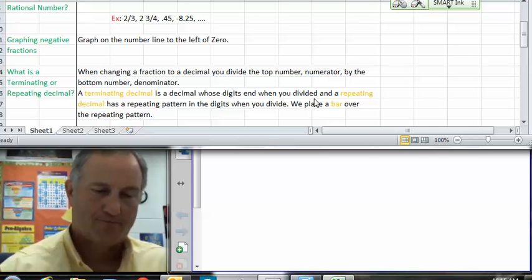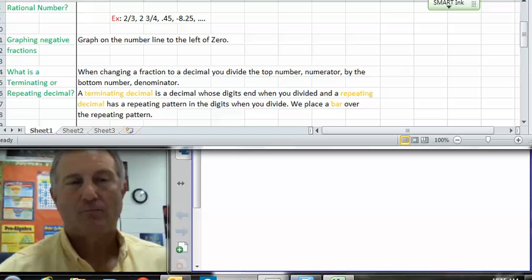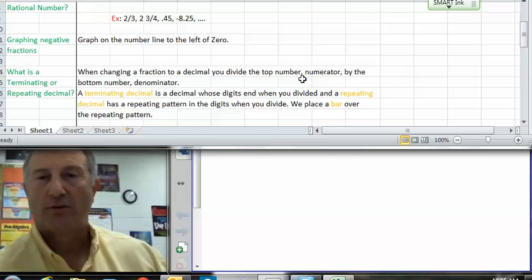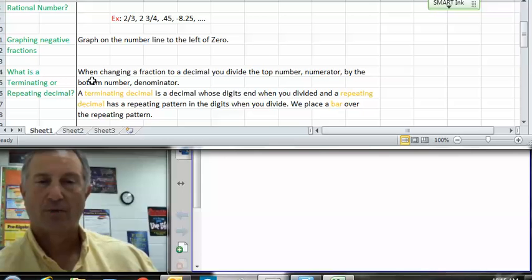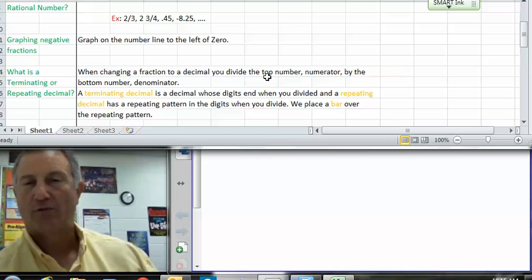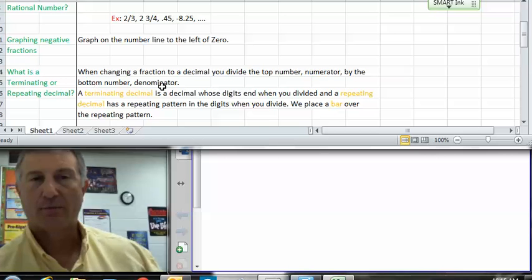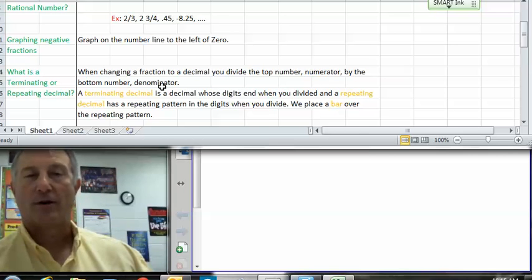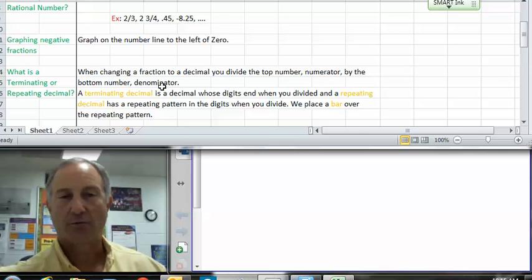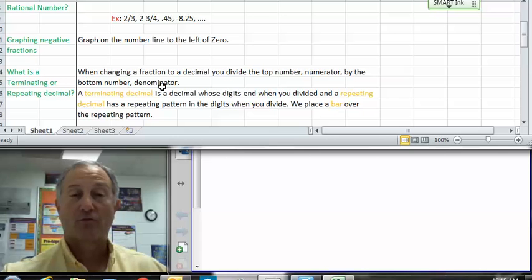All right. So what is a terminating or a repeating decimal? When changing a fraction to a decimal, you divide the top number, the numerator, by the bottom number, the denominator. We've been talking about this. How do you change a fraction to a decimal? Like your test scores or quiz scores, you're always asking, what is that as a percent? Top divided by the bottom.